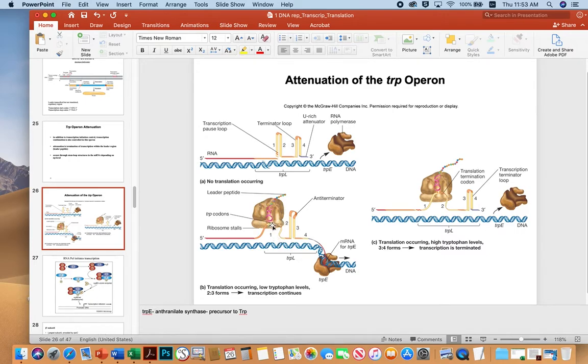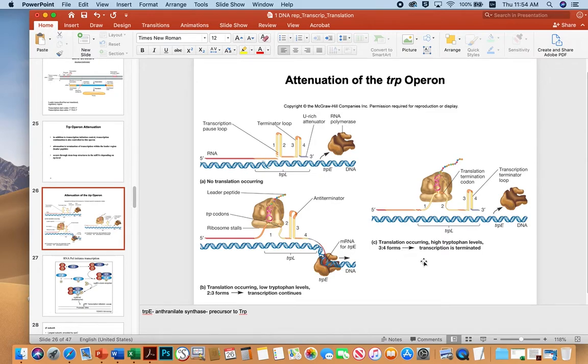If there's a lot of tryptophan around, the ribosome goes quickly. If there's not a lot of tryptophan around, the ribosome slows down. And that's why it says here ribosome stalls, because there's a lot of TRP codons and not enough tryptophan to keep the ribosome moving fast. And as a result, if this guy pauses just enough, then this other intermediate stem loop forms between regions 2 and 3 called the anti-terminator. And so the anti-terminator forms, preventing the terminator from forming. And as a result, the RNA polymerase can keep moving.